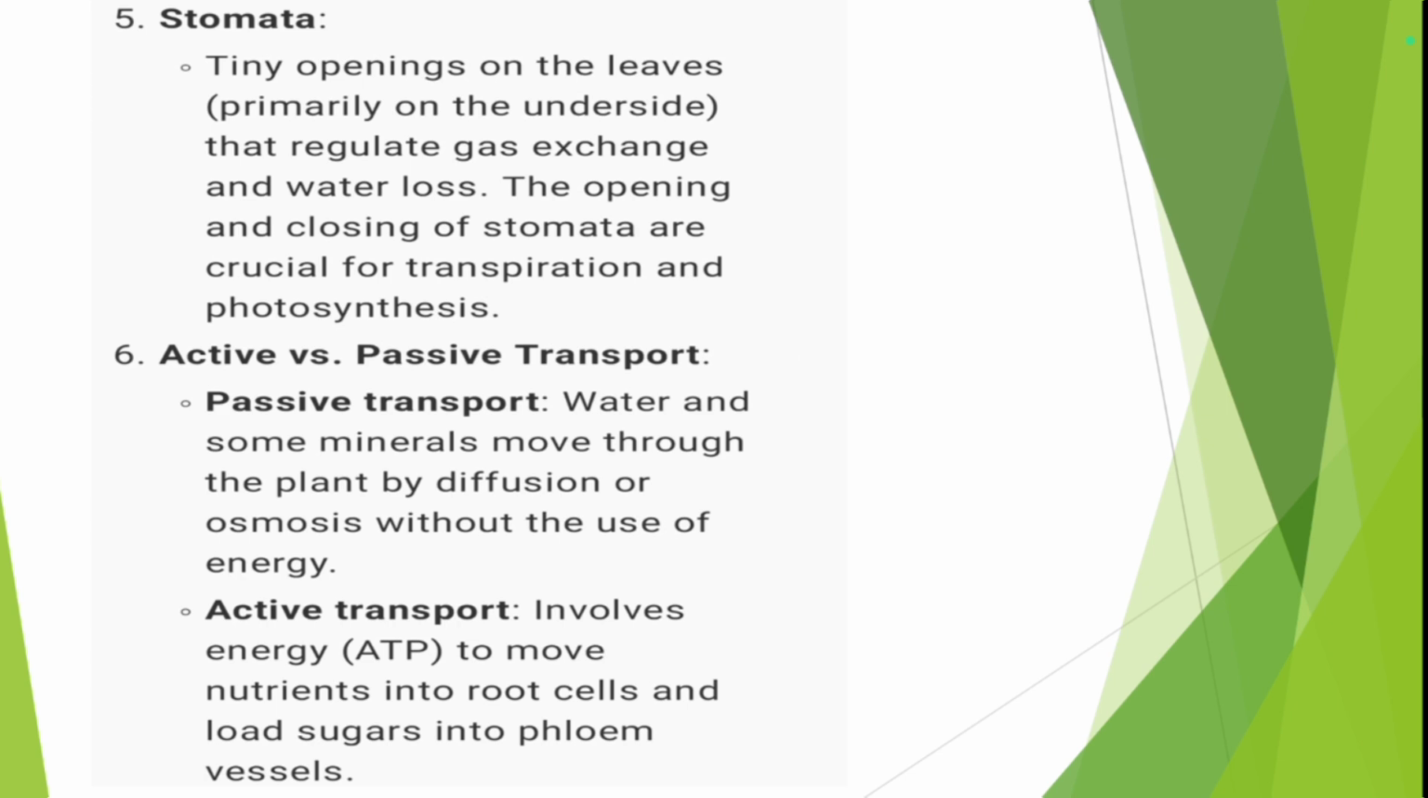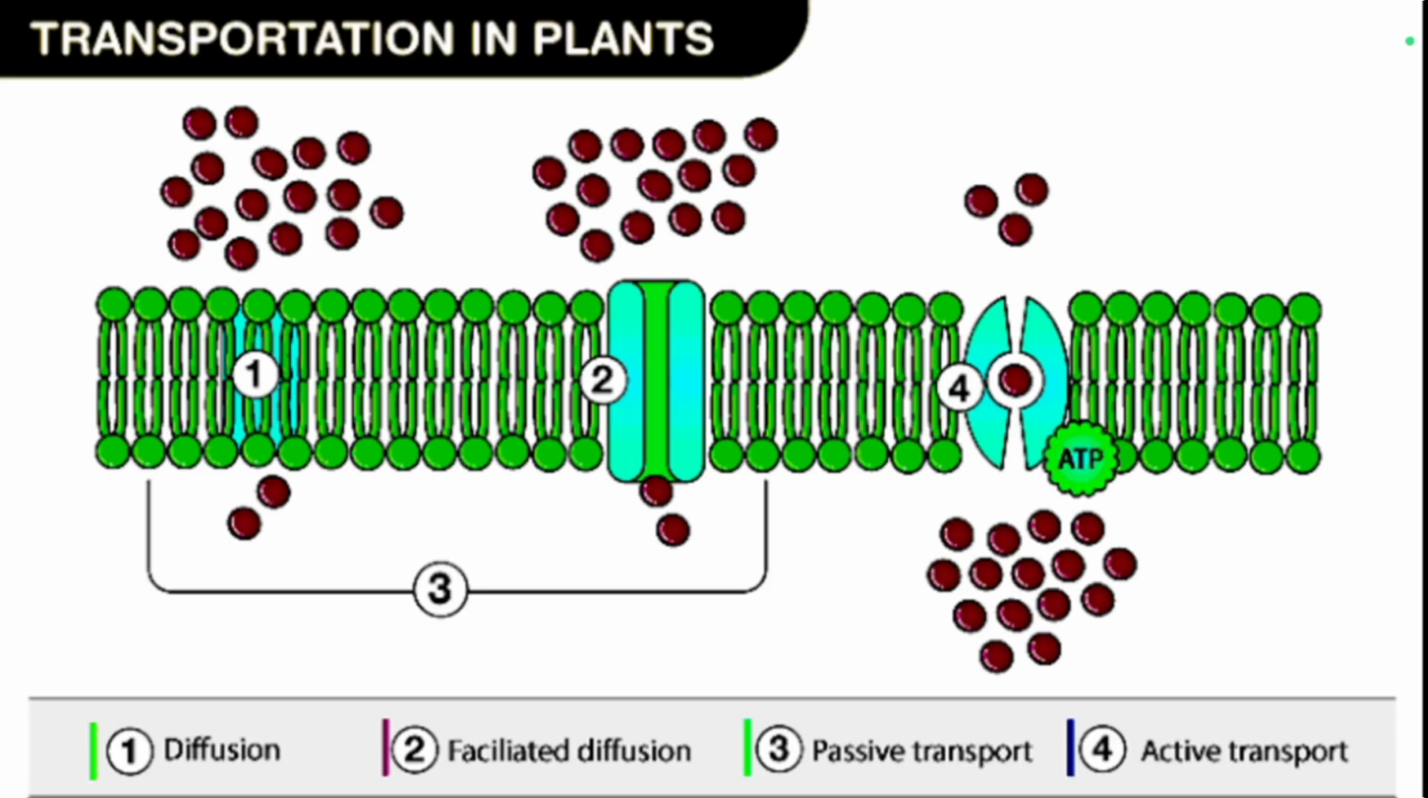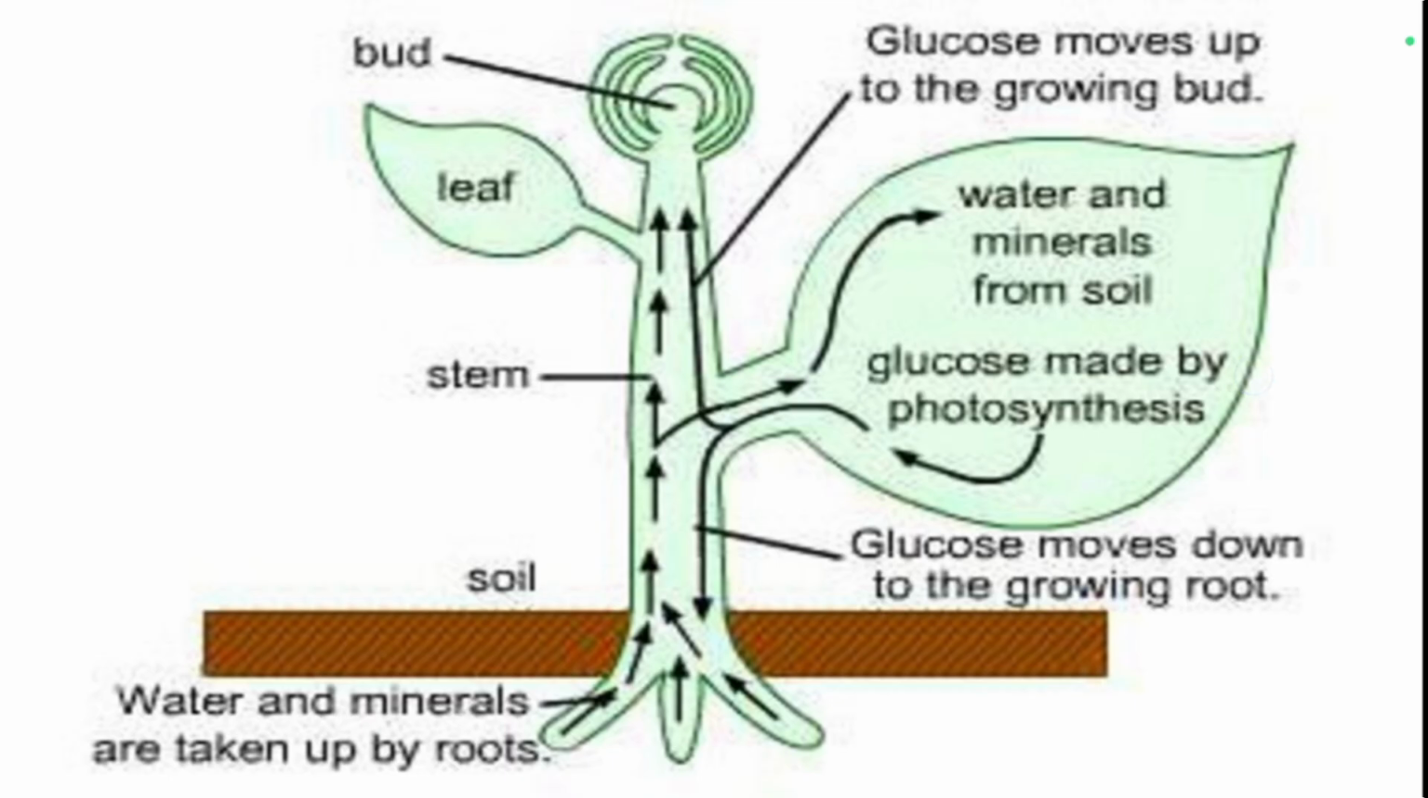So this was all about the plants. Now here is a small diagram given for you. This is how the transportation in plants occurs. As we discussed, it is all about this. Then here you can see another diagram for you. This is for your better understanding. Let me explain it to you.